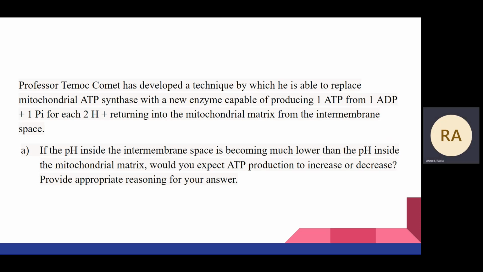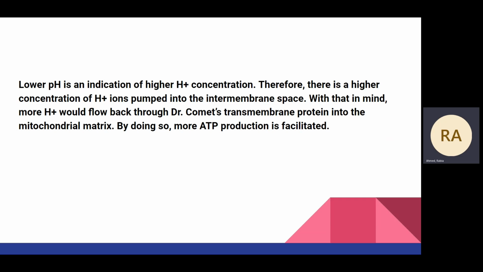So our answer is that lower pH is an indication of higher H+ concentration, because remember, the lower the pH, the greater the acidity, and the higher the pH, the greater the basicity. That means there is a higher OH- concentration when there's higher pH. Therefore there is a higher concentration of hydrogen ions pumped into the intermembrane space. With that in mind, more hydrogen ions would flow back through Dr. Comet's transmembrane protein into the mitochondrial matrix. By doing so, more ATP production is facilitated.